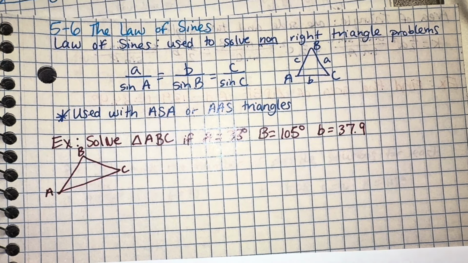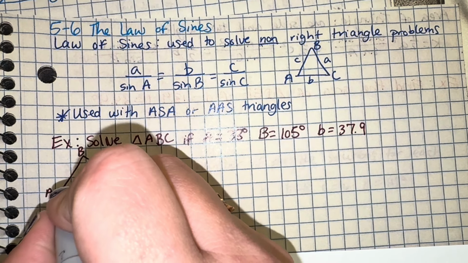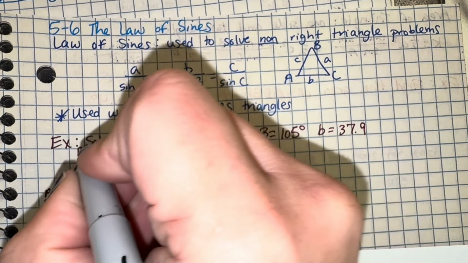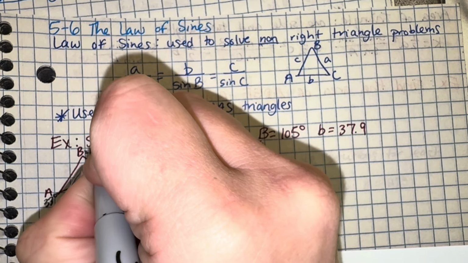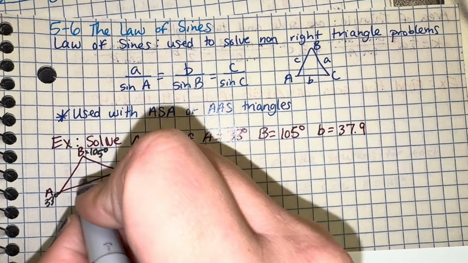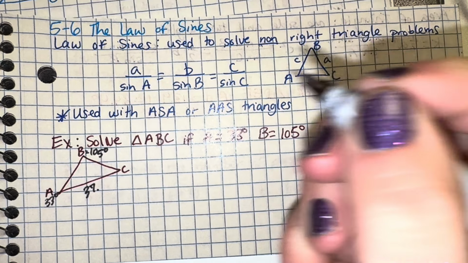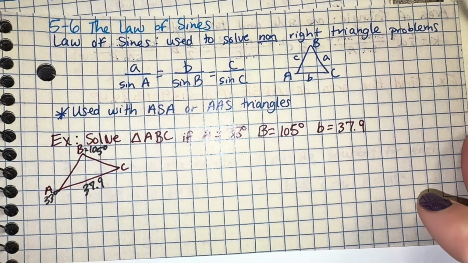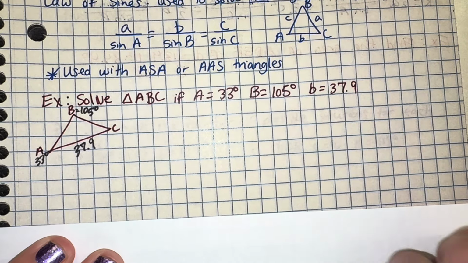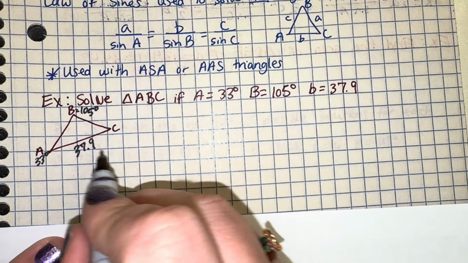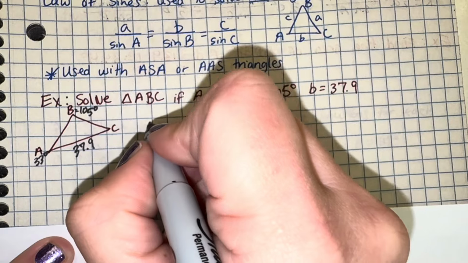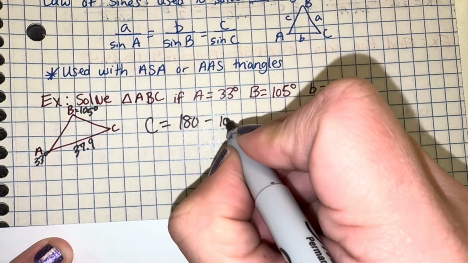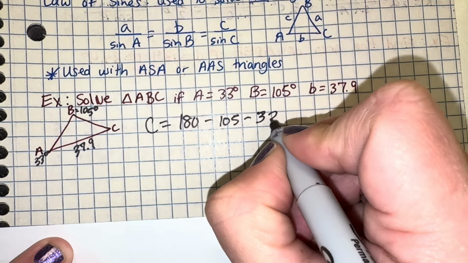And in my triangle, I know that angle A is 33 degrees. I don't have enough room in my triangle. Angle B is 105 degrees, and side B is 37.9. And it wants us to find all the other pieces of our triangle here. I already have 2 of my angles, so I can already find C. So that's going to be 180 minus 105 minus 33.